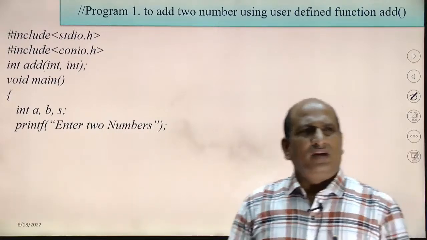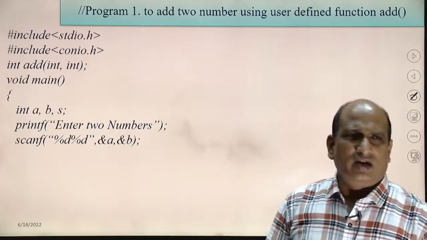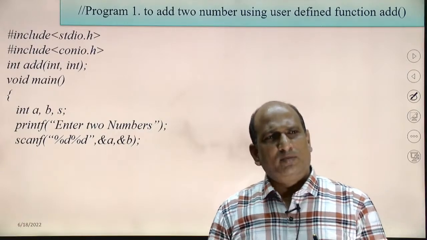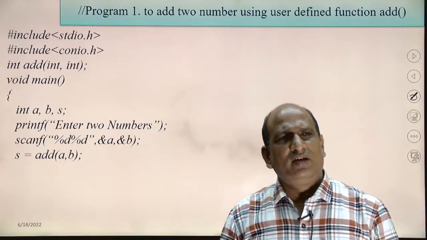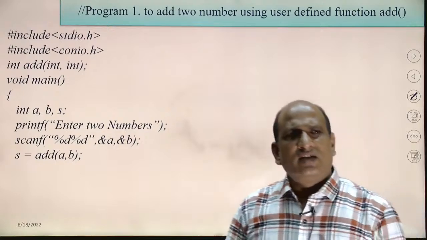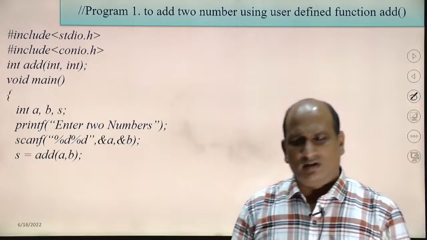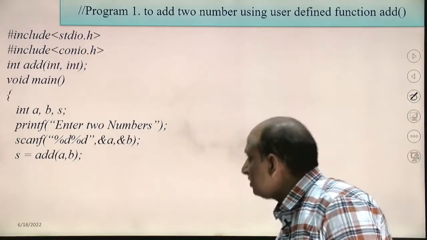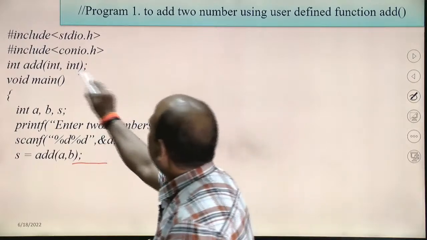Now in the main function we have defined two actual parameters a and b, and we have input them by the scanf function. We have input the values of a and b, and this same a and b have been passed to the add function during calling. This one is the calling of the function, this one is the calling, this one is the declaration.